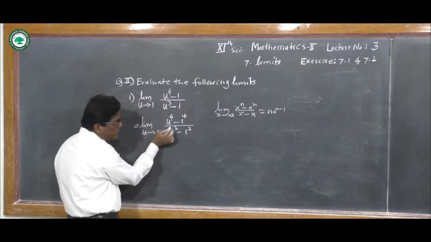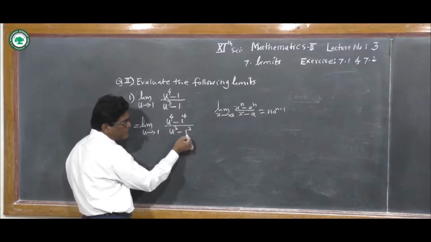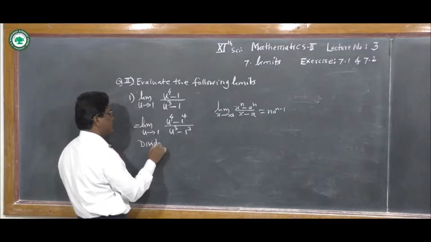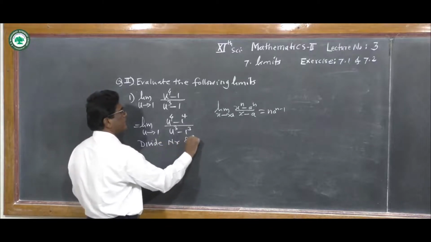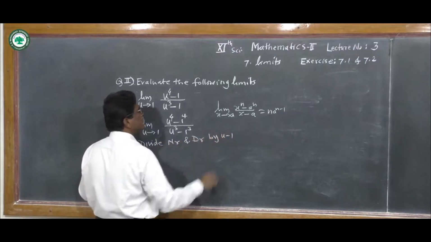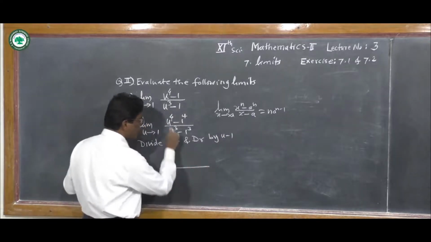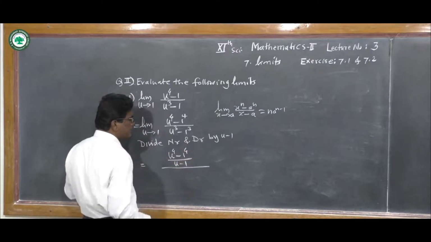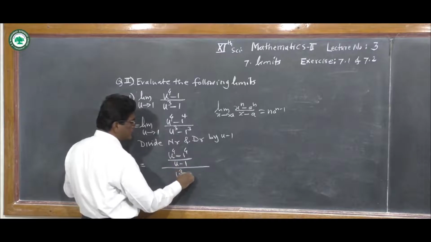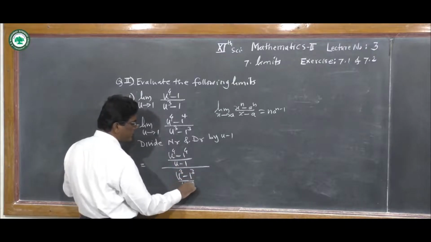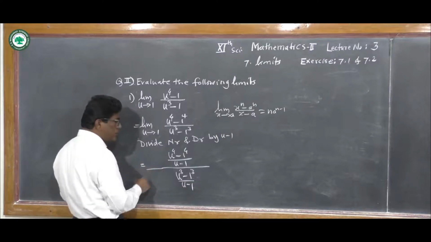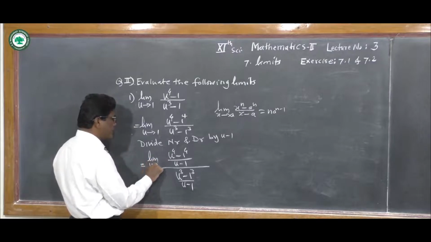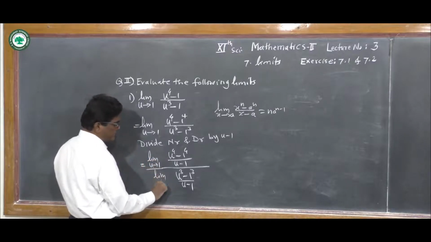Now divide numerator and denominator. We want to divide by u minus 1 here, and also here. So divide numerator and denominator by u minus 1. And so we get u to the power 4 minus 1 to the power 4 upon u minus 1. Similarly in the denominator, u to the power 3 minus 1 to the power 3 divided by u minus 1. And take a separate limit of numerator and denominator by algebra of limits. So here we write limit u tends to 1 and here also limit u tends to 1.